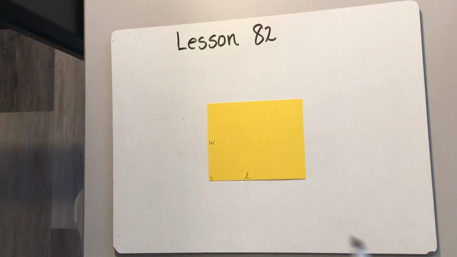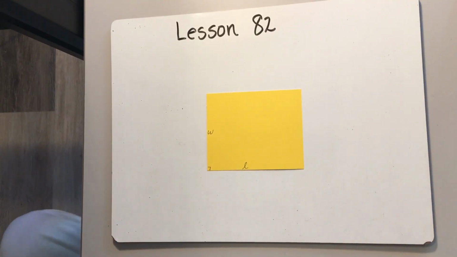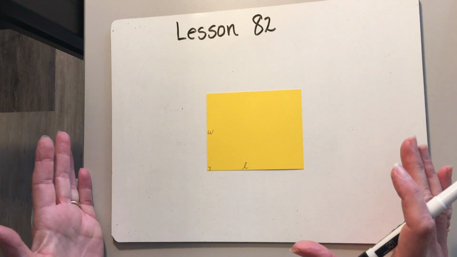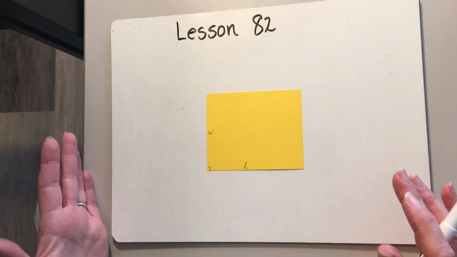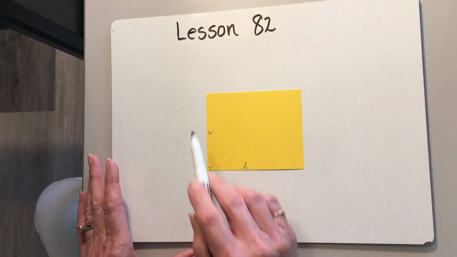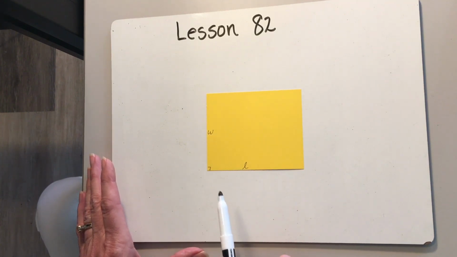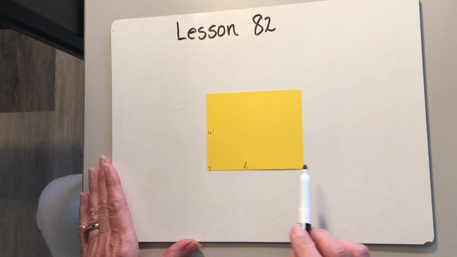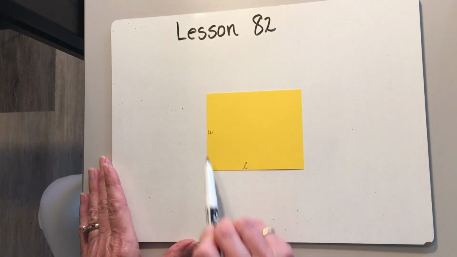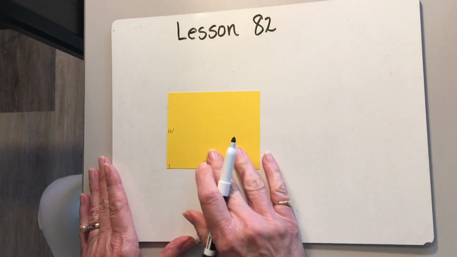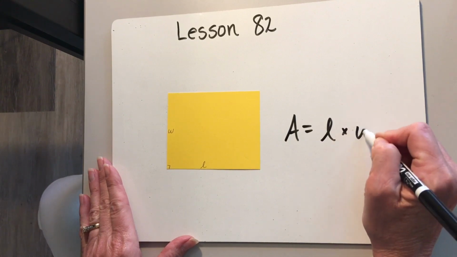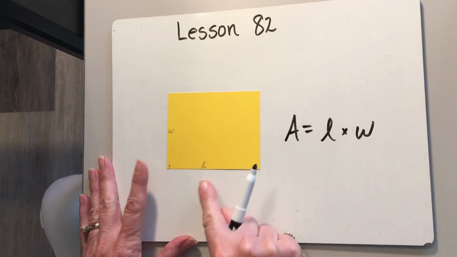Okay, this is lesson 82, area of a circle. And we're going to review at first some of our polygons where we find the area by multiplying two perpendicular dimensions. For a rectangle, we have a length and a width. To find the area of a rectangle, we just multiply those two dimensions together. Length times width gives you the area of a rectangle.